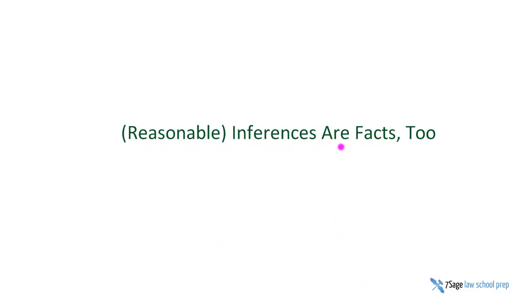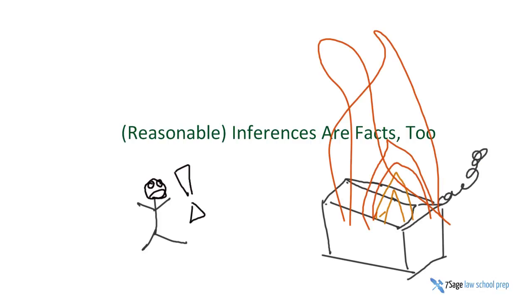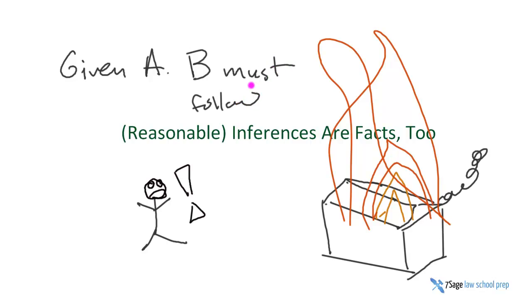So we come back to this statement, reasonable inferences are facts too. And what does that mean? A factual inference is something that follows logically from another fact that you're clearly given. So the classic example of a reasonable inference is you see smoke rolling out of a building, and it's reasonable to infer that where there's smoke, there is fire. Fire! A less ripped from Geico commercial way of expressing this is, given A, B must follow.